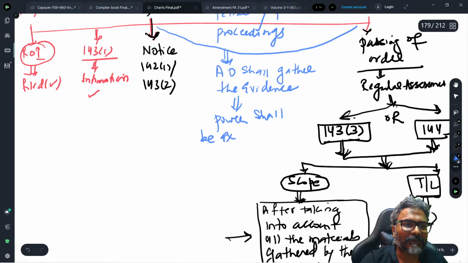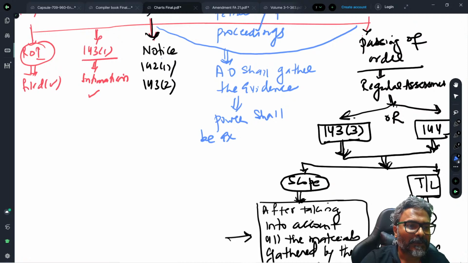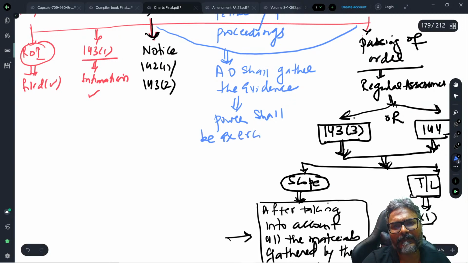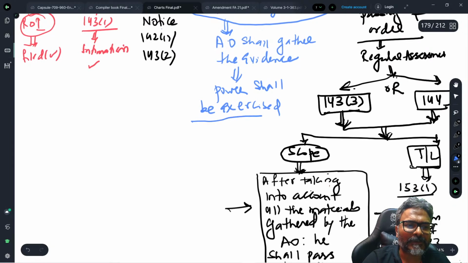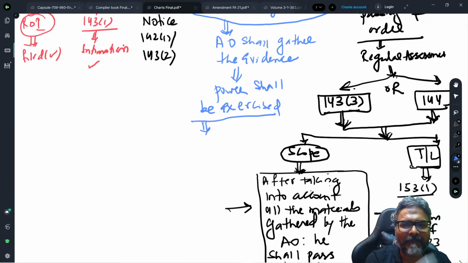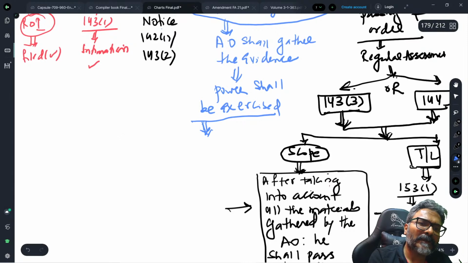In this context, students, in this particular context, herein power shall be exercised. Now in the with section, students, the power will be exercised. Indeed, the power will be exercised to gather the evidence, and based on that evidence, the order shall be passed.